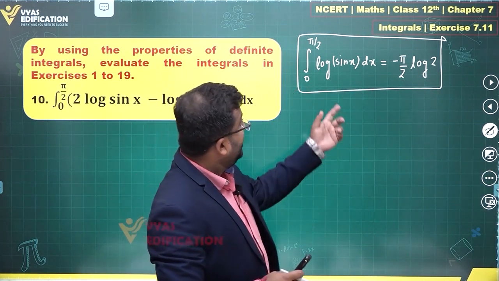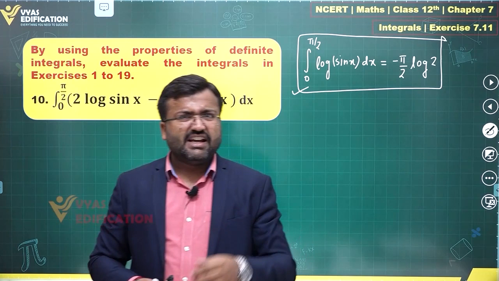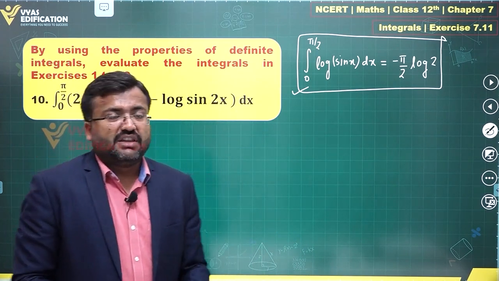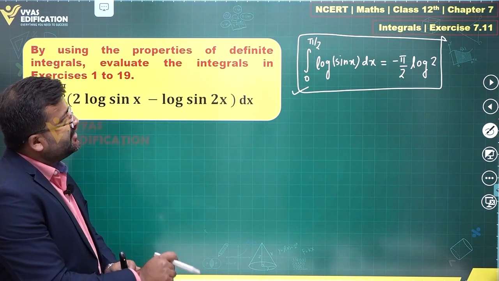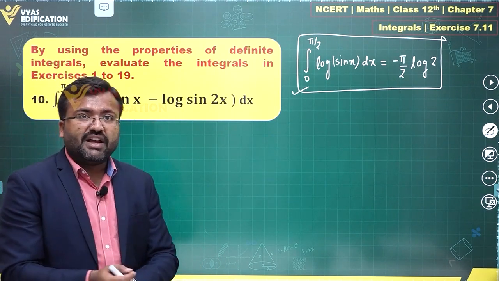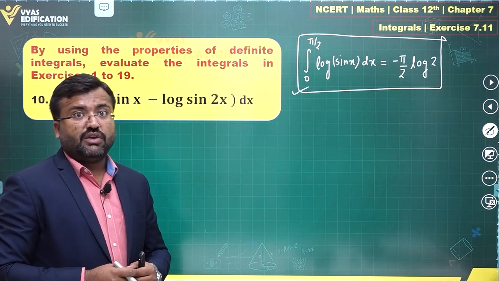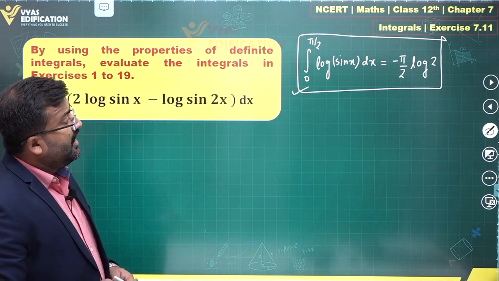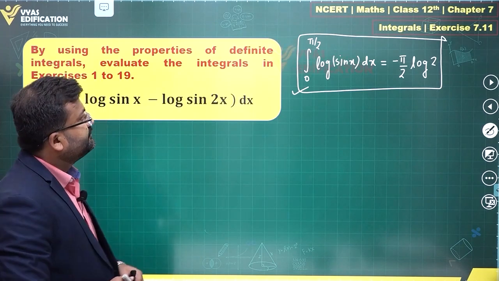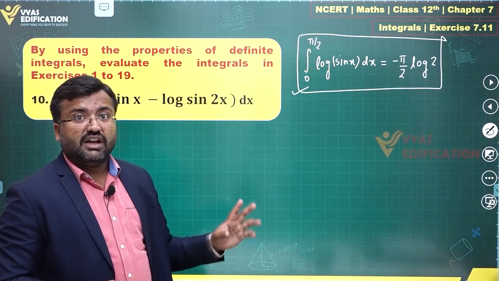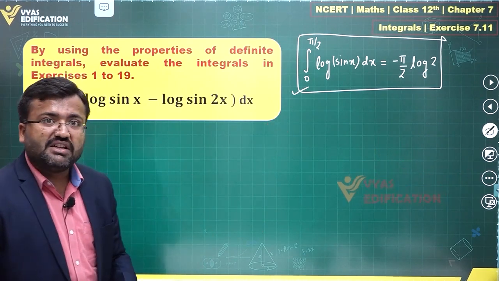This particular integral has been solved in the NCERT, in one of the examples, and should we remember this? Yes, we can remember this. So the integral 0 to pi by 2 of log sin x dx is minus pi by 2 log 2. That's what you observe over here. Is that okay? What else? I've also mentioned that for log cos x or log sin 2x, the value will also be minus pi by 2 log 2.